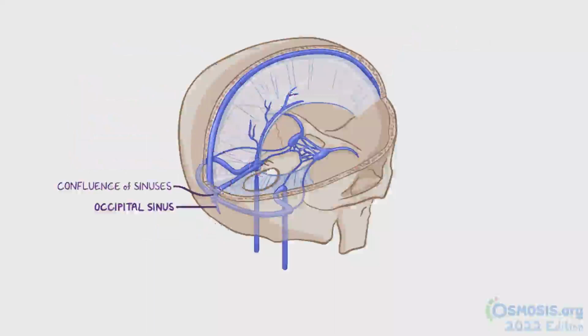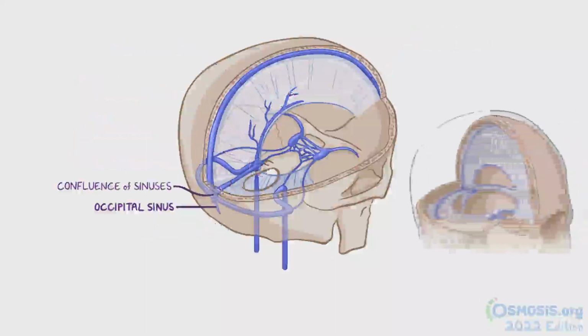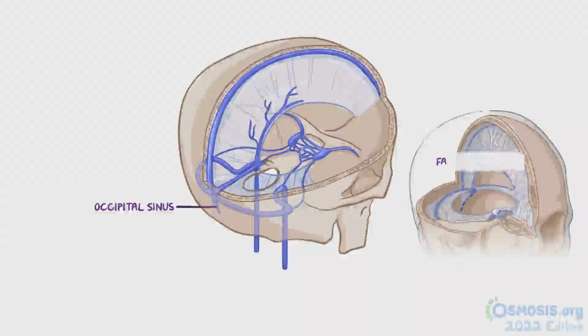Speaking of the occipital sinus, this sinus is located on the anterior aspect of the occipital bone, along the caudal attached border of the falx cerebelli. It ends postero-superiorly at the confluence of sinuses.